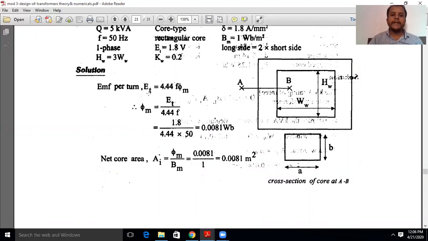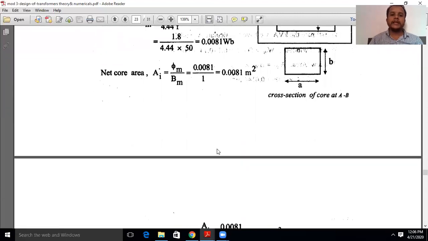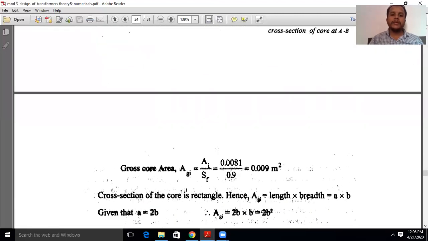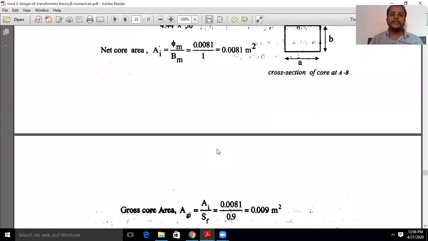So in order to have this particular Ai, let us go for the phi m. Now, Et is 4.44 f phi m. Now you can draw this particular figure also. So again, this is the rectangular core. Now it is Ww width and it is Hw height. So now go for EMF per turn: Et by 4.44 f, then phi m will be 0.0081 Weber, and then net core area Ai is, by putting the value, 0.0081 meter square.